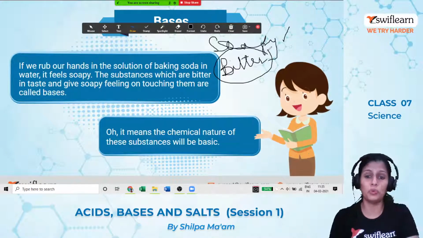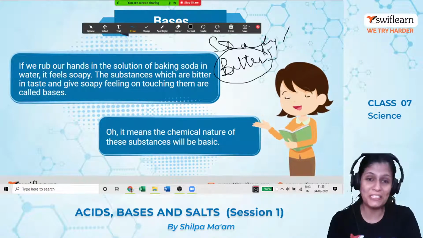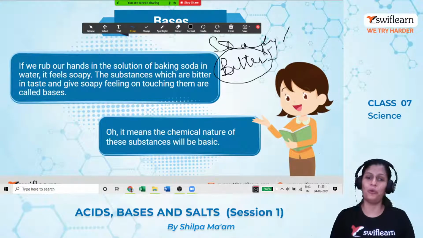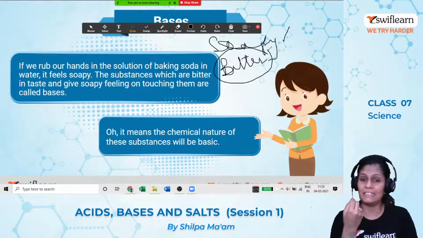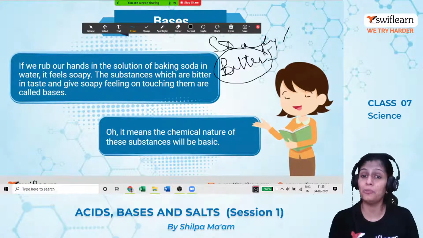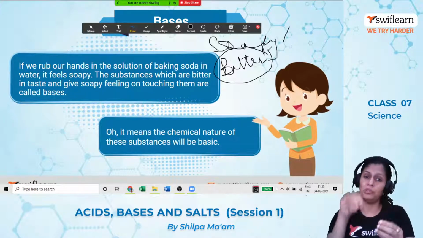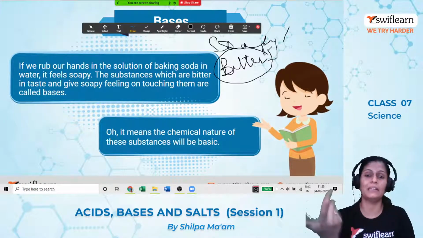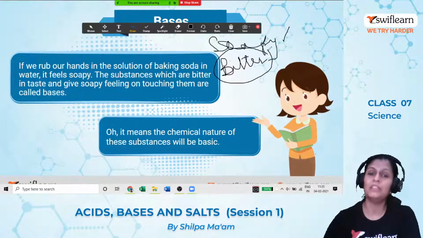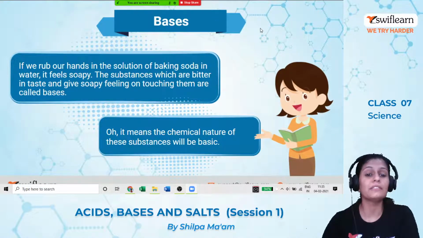Take example of soap. Can you taste it? You cannot taste a soap, whether it is bitter or sour. You cannot say that soap is acid or base by just tasting it. So what experiment will you perform to check whether soap is an acid or a base? You just put some water over it, just apply it to your hand. You feel a soapy feeling, that means it is a base. So we cannot taste everything to check whether it is an acid or a base.